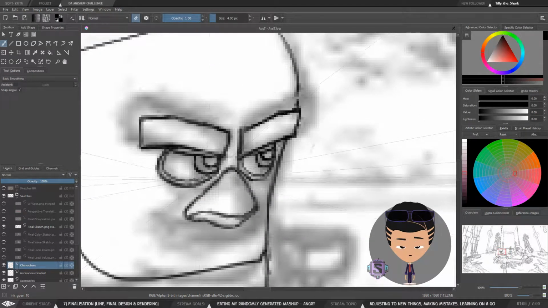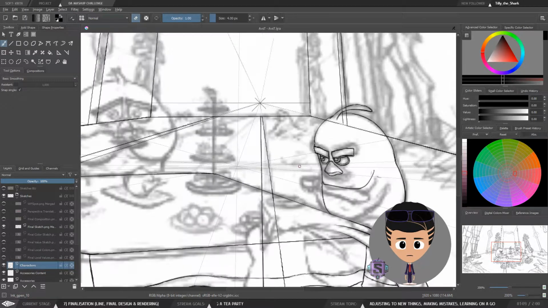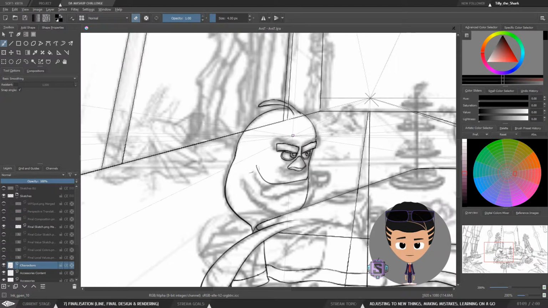Okay, this thing closer to here, a little bit smaller. The same for this one. Smaller in here. It will make the eyes a little bit bigger.